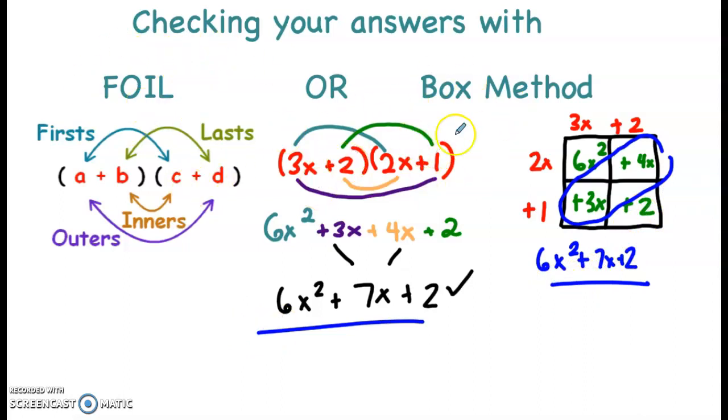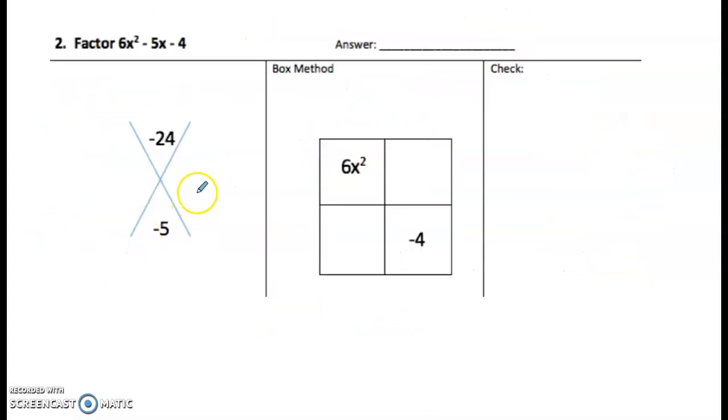You can pick the one you prefer. So when you see the word check, I want to see this, FOIL, or the box method, not both. So let's see if we can do another one.